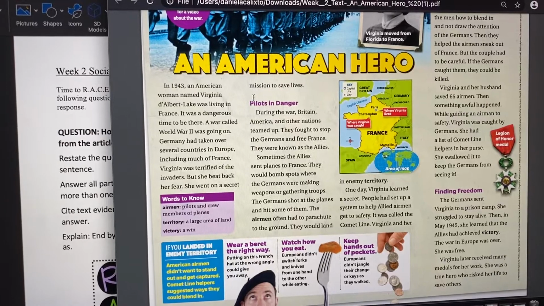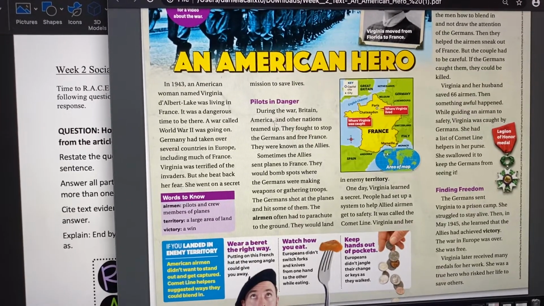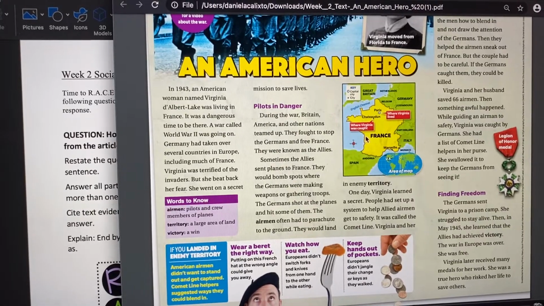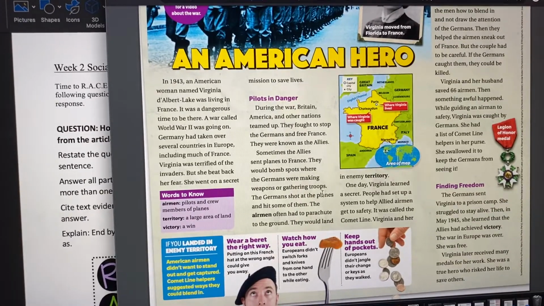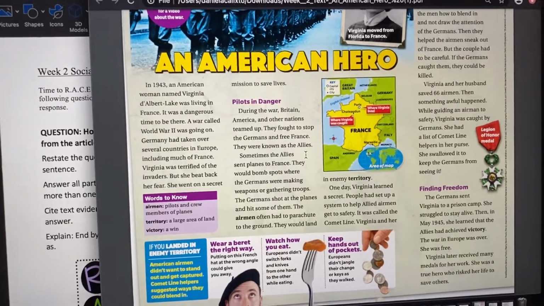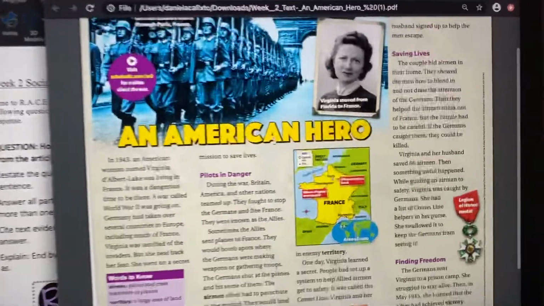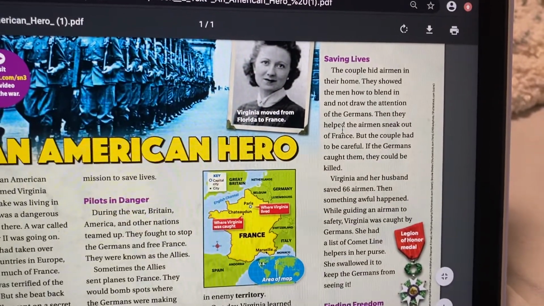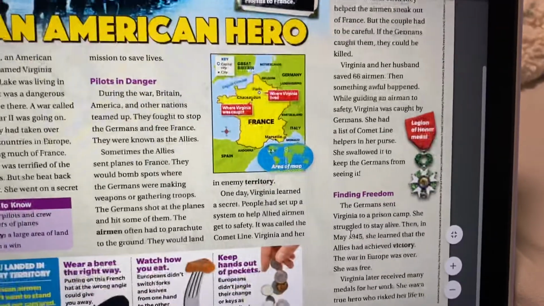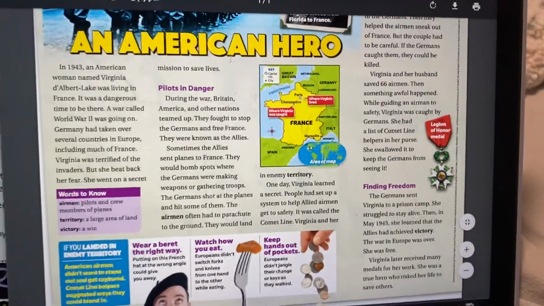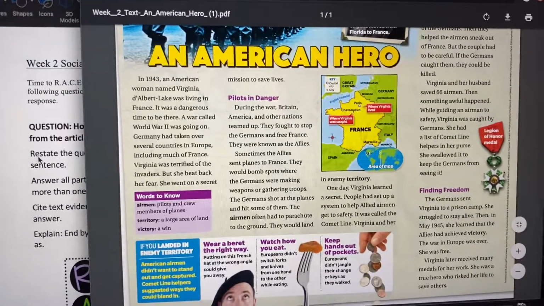And then here, this whole thing just explains about what's going on in Europe at the time, in France. So you don't really have to use this for your questions for the paper that we have. Instead, I would recommend you guys looking at Saving Lives, read this whole thing, and using Finding Freedom as your evidence to answer the questions, okay? Well, to answer the one question.